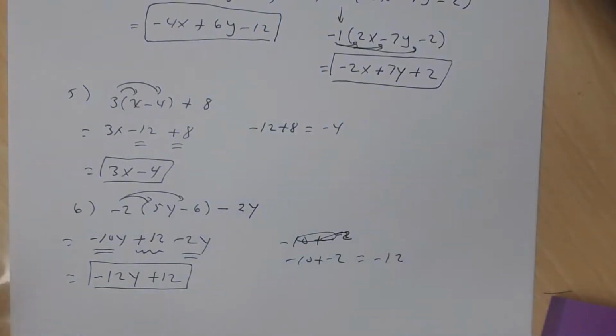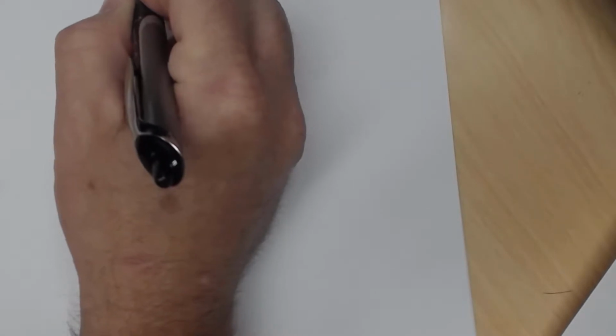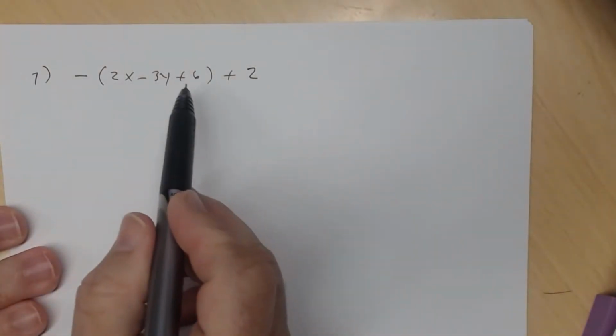Okay, and so let's look at this example. This is going to be number 7. Suppose we have something that looks like this. So let's say it's 2x minus 3y plus 6 plus, let's say, 2. So number 7. So that's what we get.